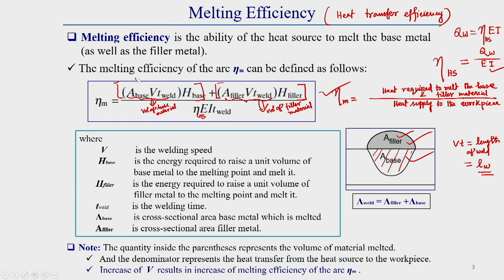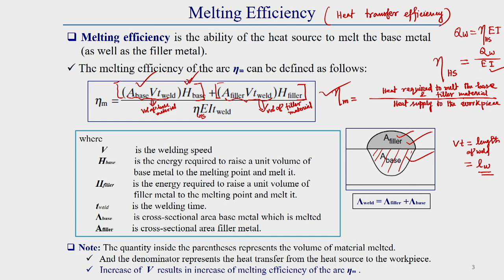Now, this volume we multiply with H base. What is this H base? H base is the energy required per unit volume of base material to raise the temperature from room temperature to the melting point of the base material and melt it. This is the per unit volume energy requirement. If we multiply it with the total volume of base material, we get the total energy required for melting of the base material.